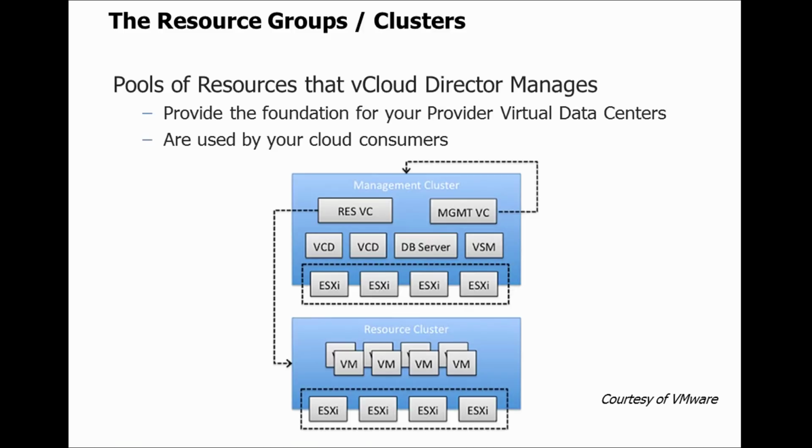You also have some of those virtual machines I was talking about, the VCD, and notice there's two because we want some high availability on our VCD. You've got the database server that vCloud is talking to, and you've got the vShield Manager, VSM, which is now VCNS, and all those items are living in the management cluster. Then at the bottom in the resource cluster, all you have is a combination of different virtual machines that your cloud consumers have built. So that's the model we're trying to build here. It keeps things nice and clean and makes it easy for you.